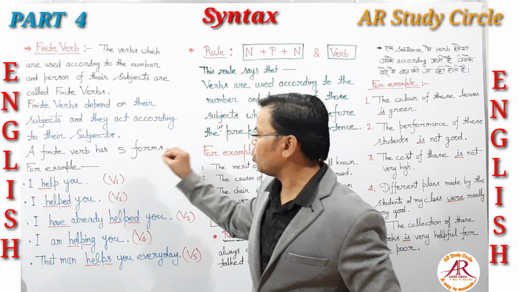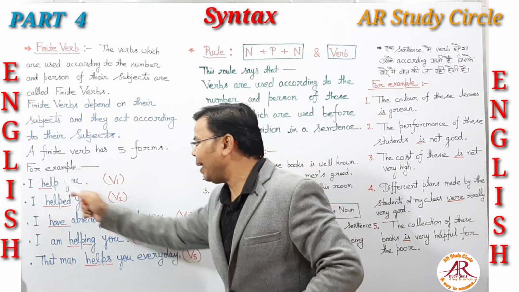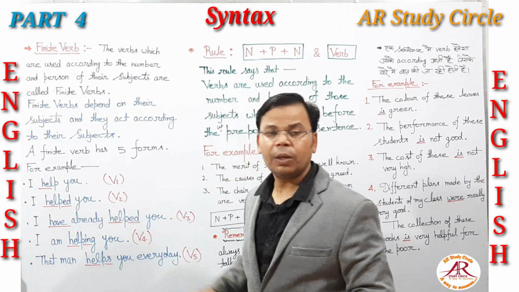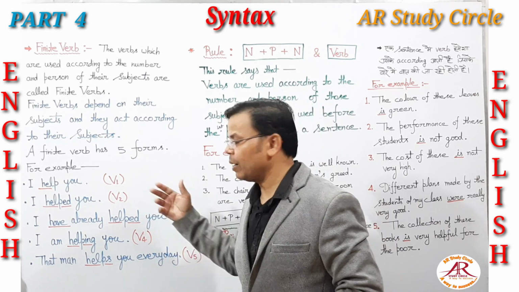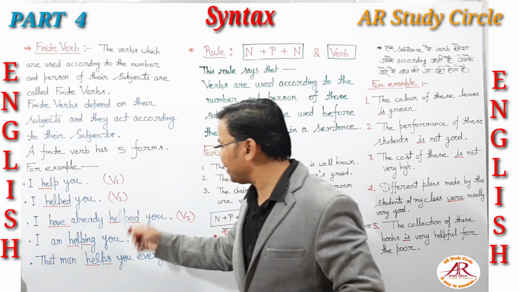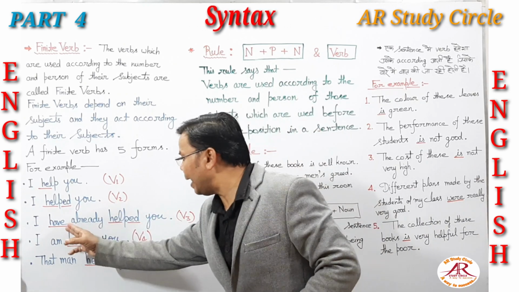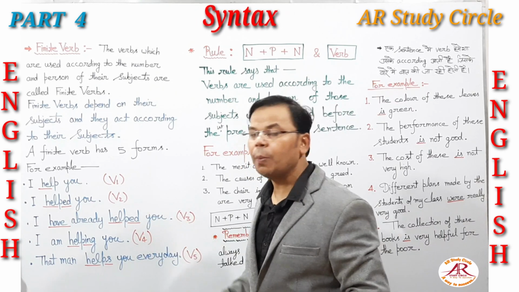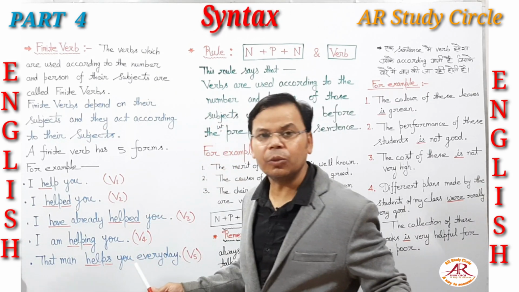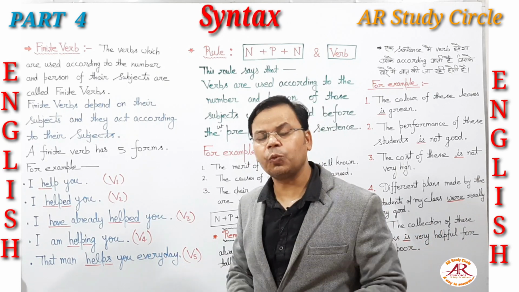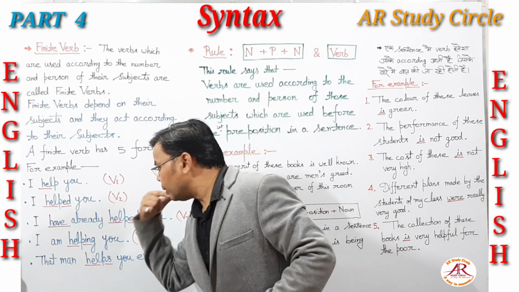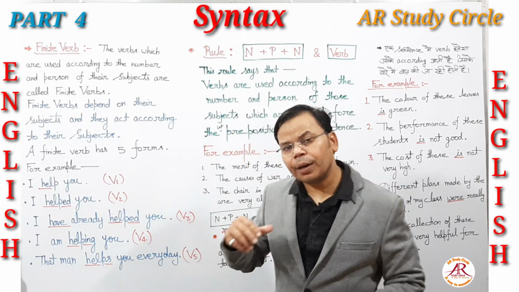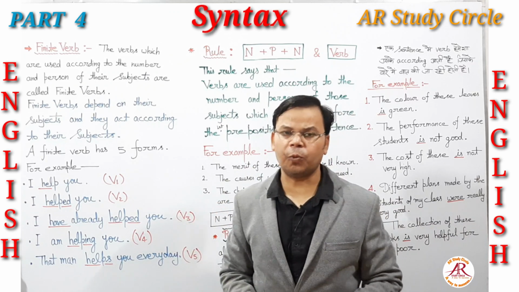A finite verb has 5 forms. For example, I help you. Here help is the first form. I helped you. Here helped is the second form. I have already helped you. Here have helped is the third form of verb. I am helping you, and helping is the fourth form of verb. And that man helps you every day. Here helps is the fifth form of verb.